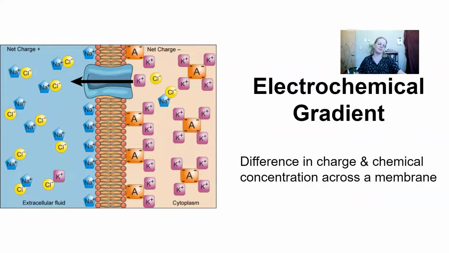And really, this is the electrochemical gradient that is created by the difference in charge and chemical concentrations across a membrane, where that energy is coming from. If you think of the turbines at a power plant or in a hydroelectric dam or something, this is where the magic happens.